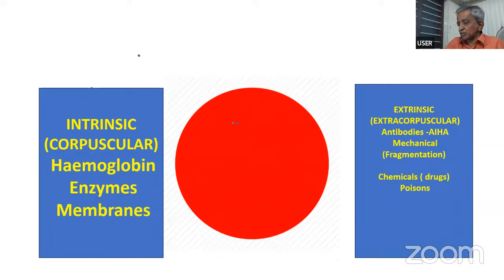Then poisons. Many poisons taken may be responsible for lysis. Toxins and drugs. Infections. Many infections. We have already seen malaria. We have seen babesiosis. So many things. So it can produce hemolysis.